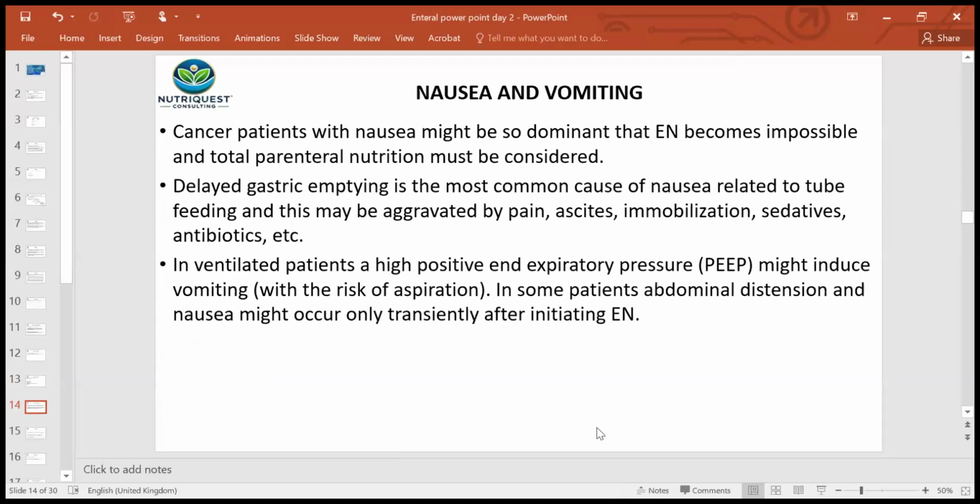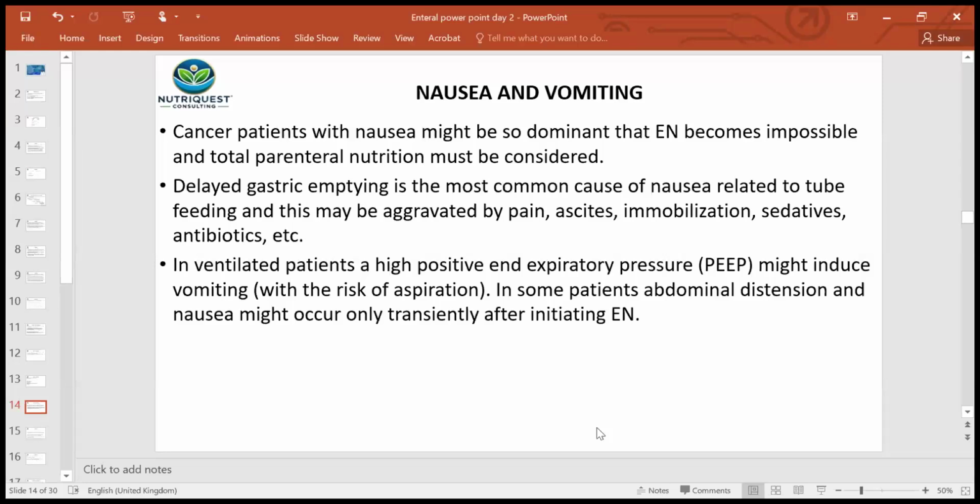So such patients, kindly consider total parenteral nutrition for them. Do not delay that. Delayed gastric emptying is the most common cause of nausea related to tube feeding, and this may be aggravated by pain, ascites, that is fluid overload, immobilization if the patient is not able to move around, sedatives, antibiotics. All that may cause delayed gastric emptying.